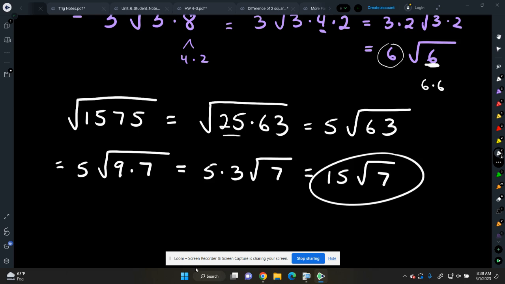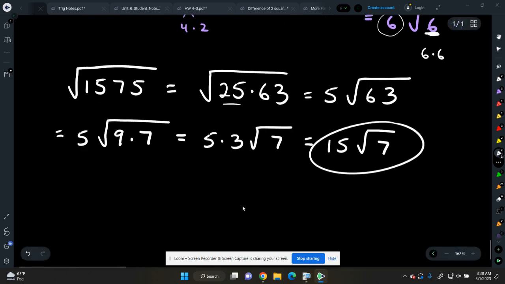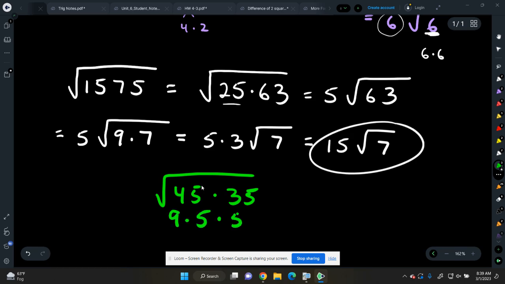45 times 35 will absolutely work. This is how I can tell you that without even using my calculator. Because 45 times 35, I know that 45 is 9 times 5, and 35 is 5 times 7. So these 5s are going to come out, and then the square root of 9 will come out. So I'll have 5 times 3, leaving me with 7 inside.